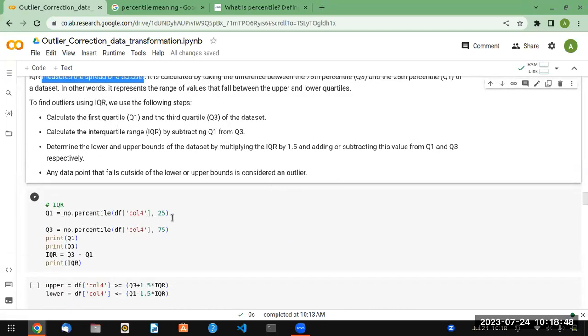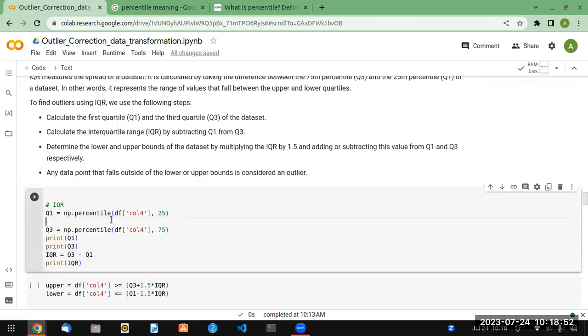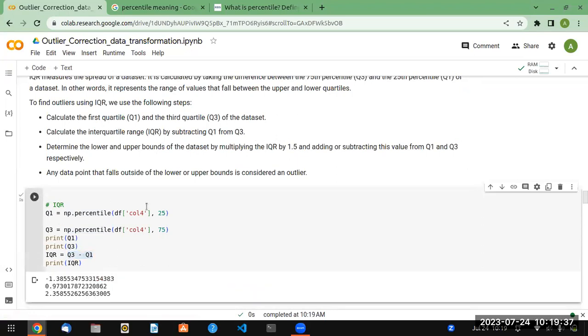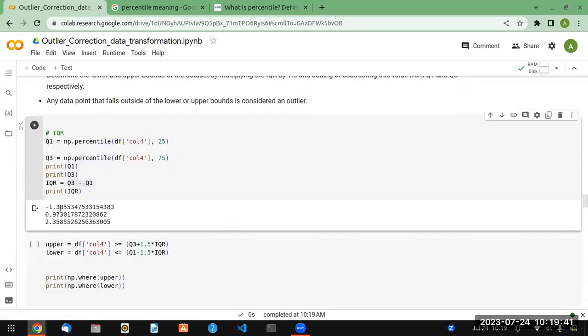So first, calculate the Q1. Q1 is the first quartile, that means the 25th percentile. Using NumPy, you can calculate percentiles quickly. The NumPy percentile function takes your data and which percentile, 25th percentile. So this is your Q1 value. Q3 value, same, but here you are going to use 75. Okay, these 2 points are covered. The next point is to determine IQR by subtracting Q3 minus Q1. Can you see how I achieved it? Q3 minus Q1. Let's print the column 4 value. We found Q1 is this, Q3 is this, and IQR is this.